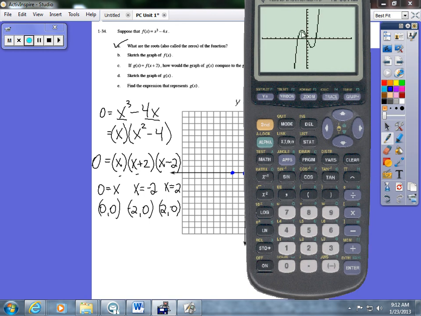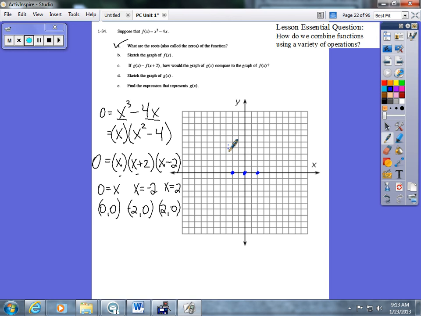And instead of guessing where these points are, just go second table and figure them out. So I got negative 1, 3, positive 1, negative 3. Okay, so I can go back to my graph. Negative 1, 3, positive 1, negative 3. And that gives me enough points to get the general shape of my function.